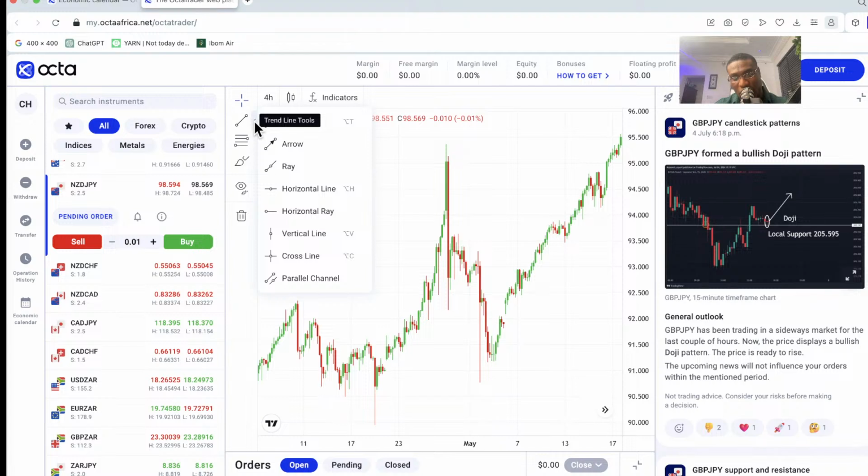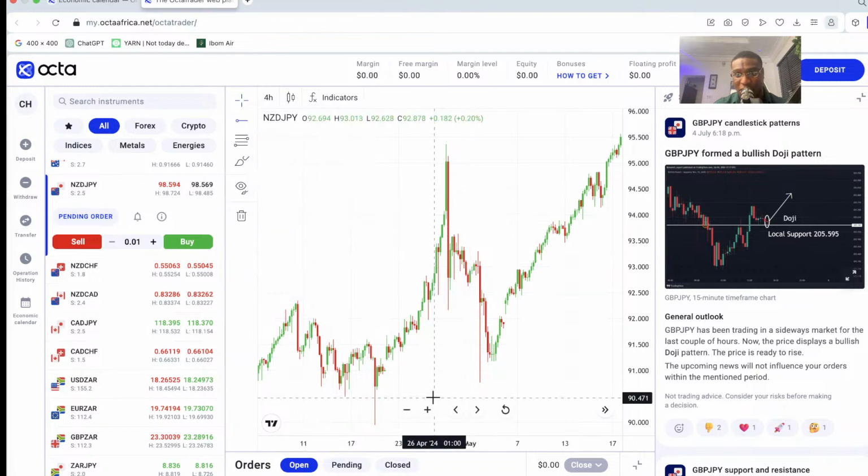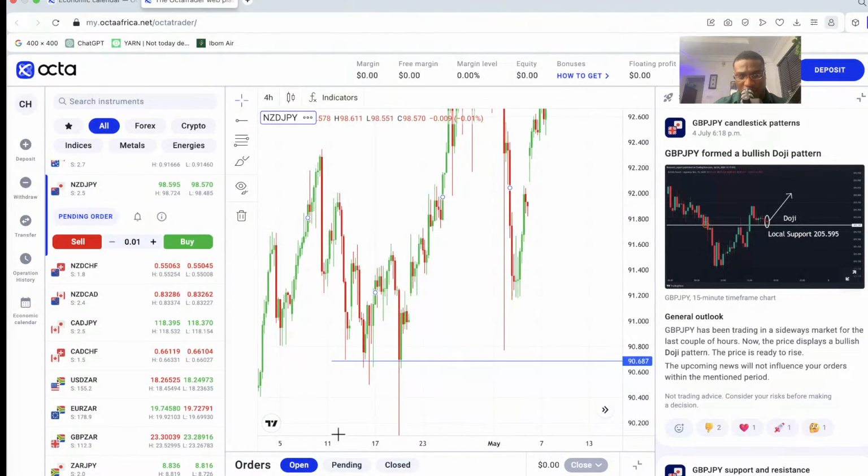When you click on this arrow, you see other tools like the ray, the arrow, the horizontal line, vertical line. Again, the market moves like a magnet. What that means is, let me just zoom in and show you guys this.